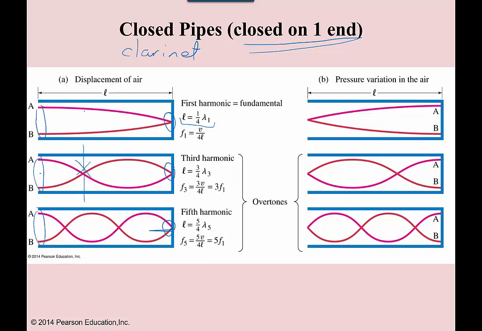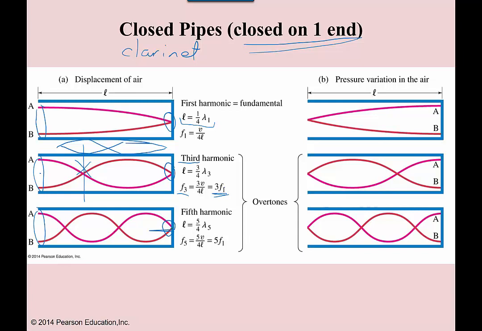The next harmonic or overtone that can occur is not until you have 3/4 of a wavelength. So L for the third harmonic, there is no second harmonic because that would require a half a wavelength, which we can't have. So we have a third harmonic where L is 3/4 lambda 3. And f3 is 3v over 4L, which is 3f1.